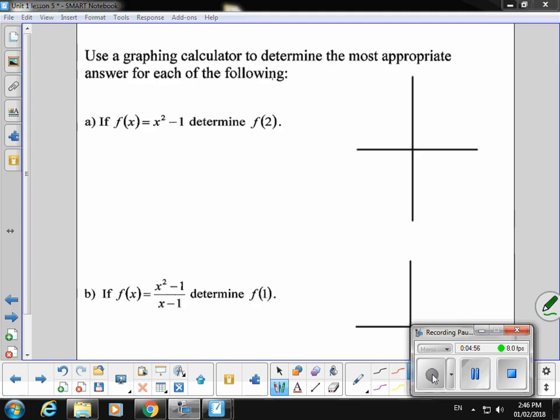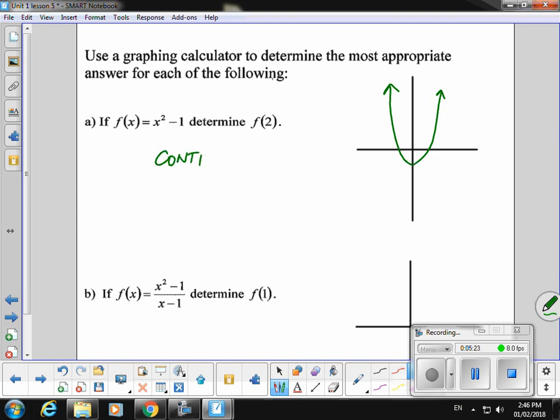Algebraically, let's look at f of x equals x squared minus 1. We know from our transformational thinking that that's a quadratic that's down 1, so we know what it looks like. We know that it is continuous and defined for all values of x, and so I'm expecting my limit to be defined as I come from the left and from the right. So I have a continuous graph. As I am approaching from the left and from the right, my value exists.